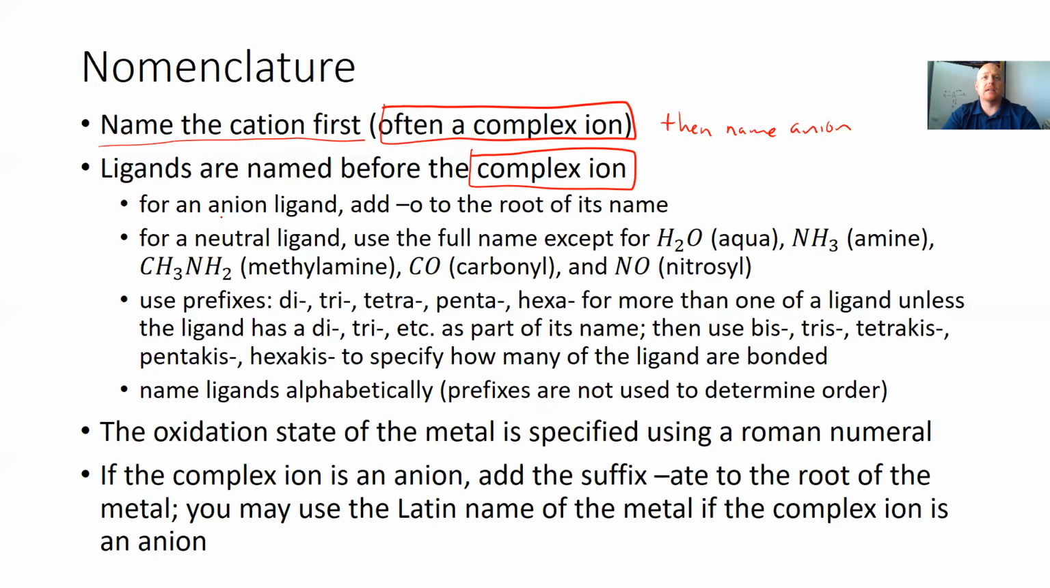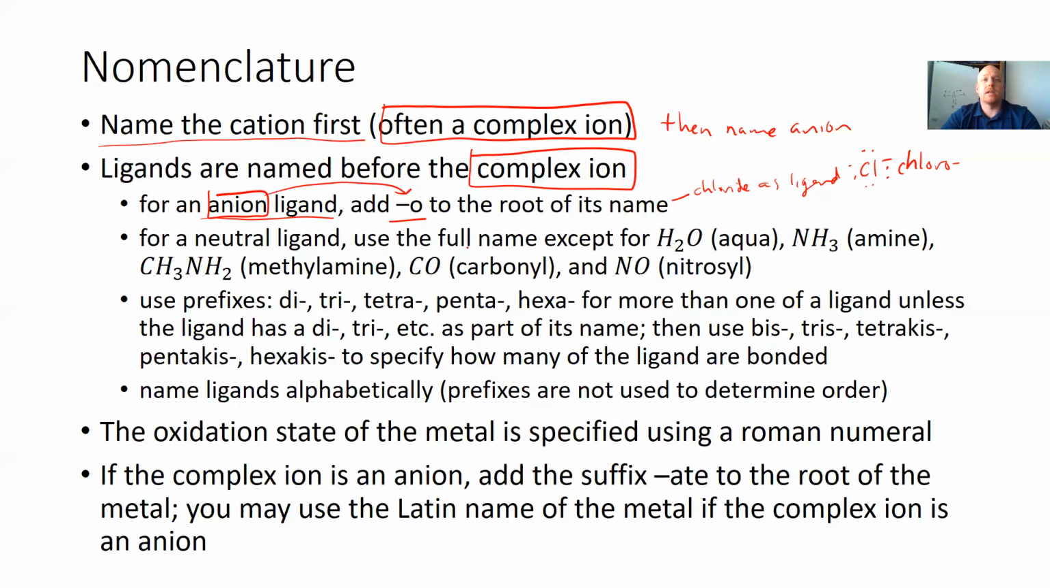If you have an anion ligand, it is going to have o added to the root. So things like chloride as a ligand, that's Cl minus, one of our halide ions, will be chloro. In that case, it's similar to what we did in organic chemistry. So again, if it's an anion, it'll have the ending o.